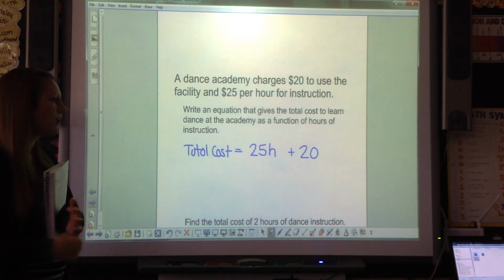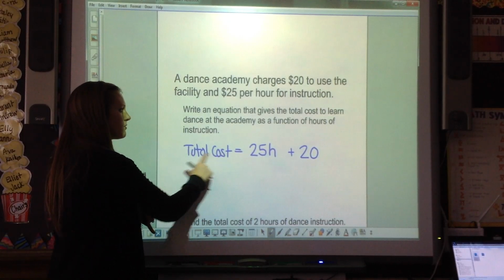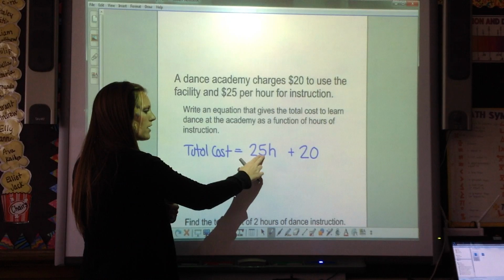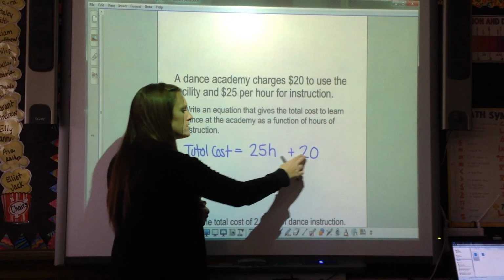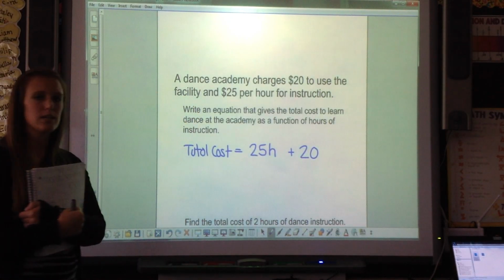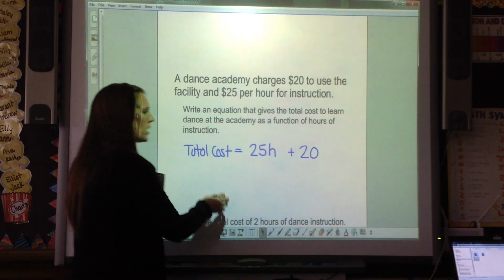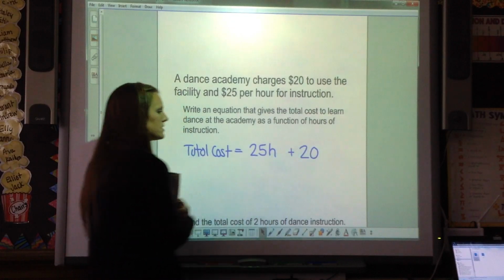To find the total cost of how much you're paying for this dance academy, you take the number of hours and multiply it by $25, because that's how much it costs, plus this $20 rental fee for the facility. Your equations are going to look like this as well. You're going to have some rate plus a constant.